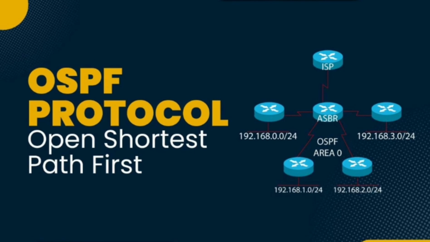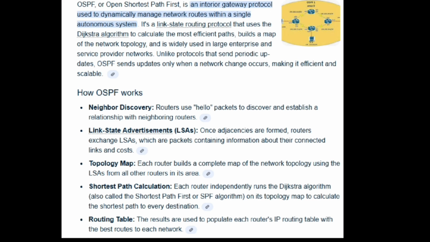OSPF, or Open Shortest Path First, is an interior gateway protocol used to dynamically manage network routes within a single autonomous system. It's a link state routing protocol that uses the Dijkstra algorithm to calculate the most efficient paths, builds a map of the network topology, and is widely used in large enterprise and service provider networks. Unlike protocols that send periodic updates, OSPF sends updates only when a network change occurs, making it efficient and scalable.